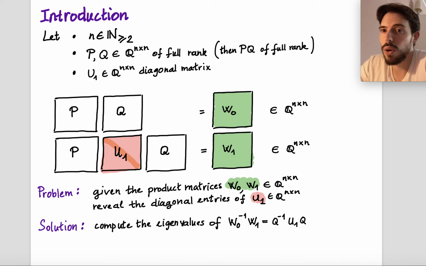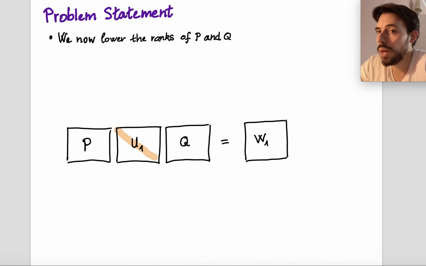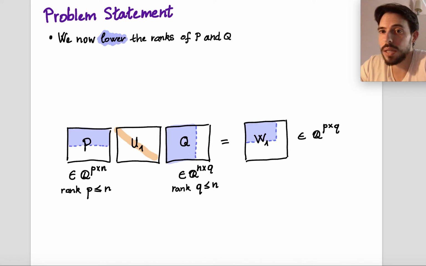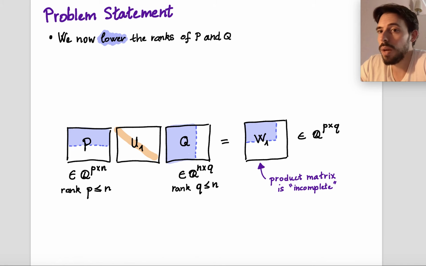We now take this problem more or less as a base point for a more general study, and our generalization lies in lowering the ranks of P and Q. That means that we denote by lowercase p and lowercase q two integers that are less than n and that refer to the ranks of P and Q respectively. Compared to the previous situation, this now corresponds to having cut a certain number of rows in P and a certain number of columns in Q, in a way that now the product matrix W1 only has size p times q, whereas beforehand it was of full size n times n. And for this reason we refer to this matrix as incomplete.